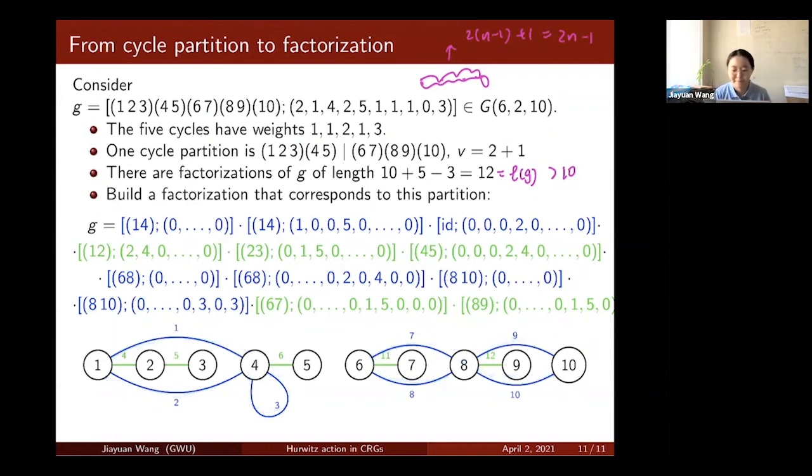Okay. Yeah, so in your figure below, the labels are not the weights, they're the positions of the reflections in the factorization, right? Yeah, these labels correspond to where they are in the factorization, not the weights. Yeah, that's a good point. Thanks.